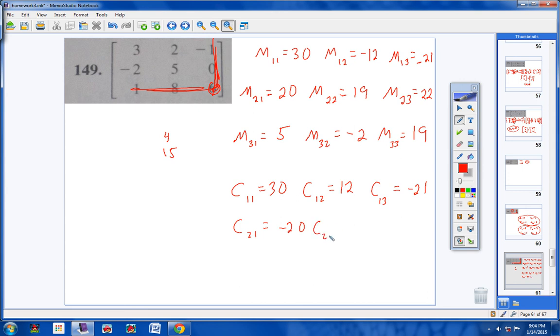Cofactor 22, 2 plus 2 is 4, so we do not change the sign because 4 is even. And then cofactor 23, let's see, 2 plus 3 is 5, that's odd, so take the number here, 22, and change it to a negative 22. Alright, cofactor 31, 3 plus 1 is 4, that's even, so do not change the sign of the 5, leave it a 5. Cofactor 32, 3 plus 2 is 5, that's odd, we do change the sign of this and make it a positive 2. And then cofactor 33, 3 plus 3 is 6, that's even, so we do not change the sign of the 19, we leave it 19.